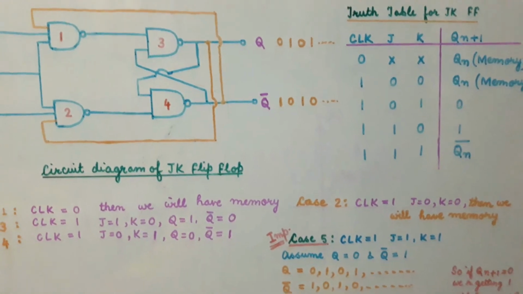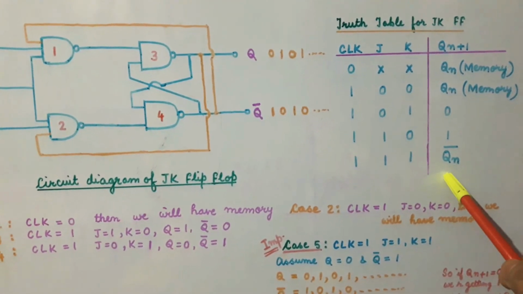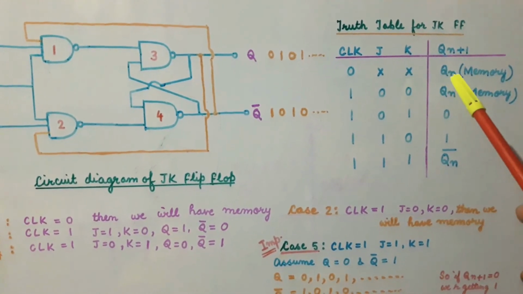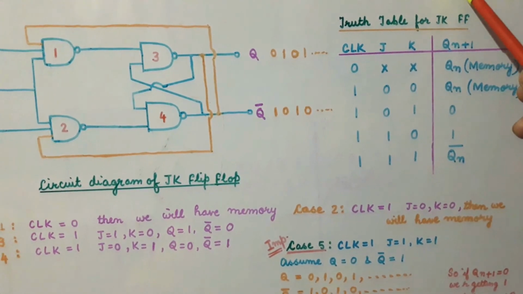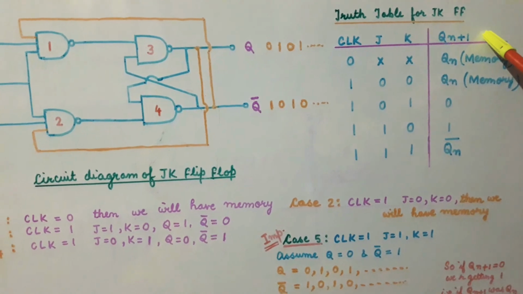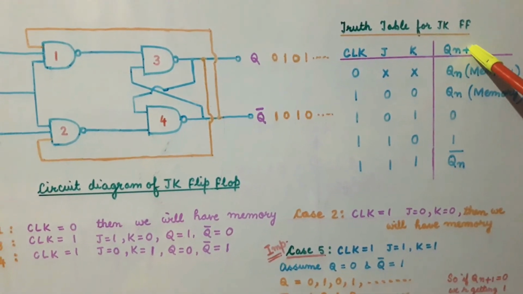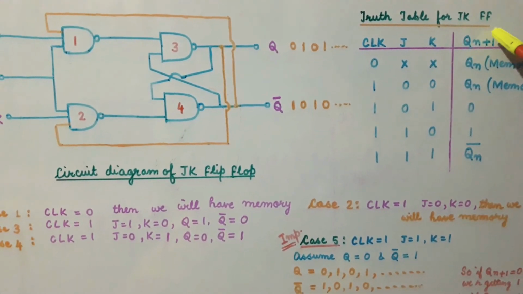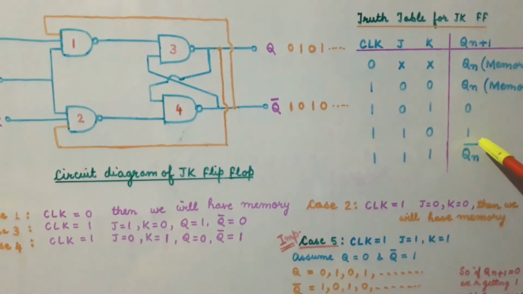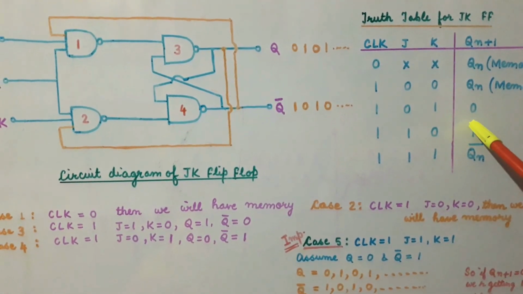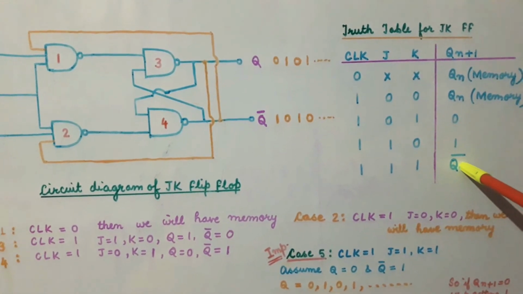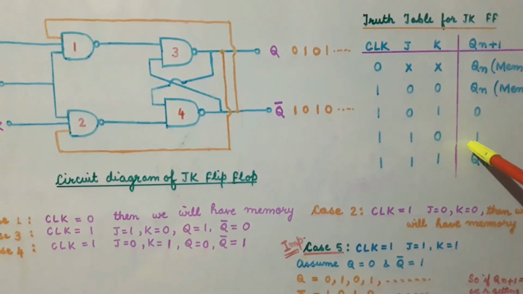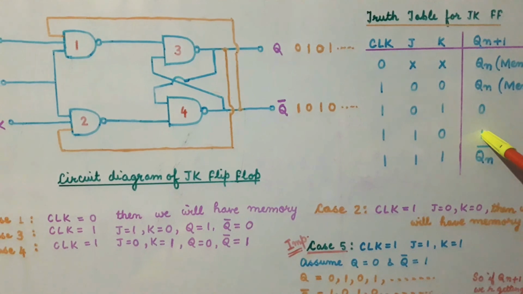So, what will be the output in this case? We can see that if the value of the output Qn plus 1 was 0 earlier, then our output will change to 1, and if the value of Qn plus 1 was 1 earlier, then it is changing to 0. So, actually it is the complement of the previous state. So, whatever be the value for the Qn, in this case we will get the output as Qn complement.